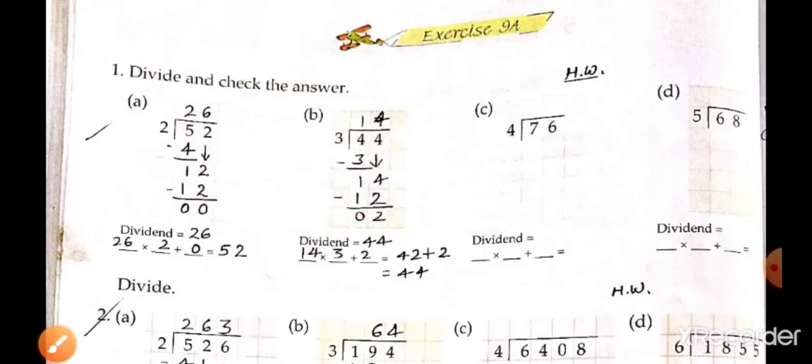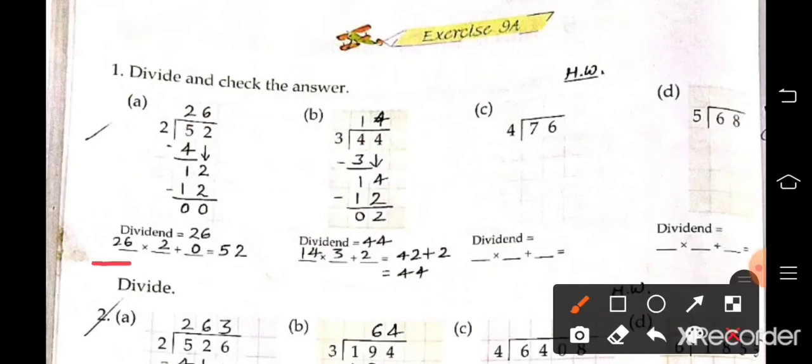So what is the rule? Quotient multiply divisor plus remainder equal to dividend. So quotient is 26 multiply divisor is 2 plus remainder is 0. So answer is our 52. Okay, this is our dividend. Okay, by mistake I have written here 26. This is 52.